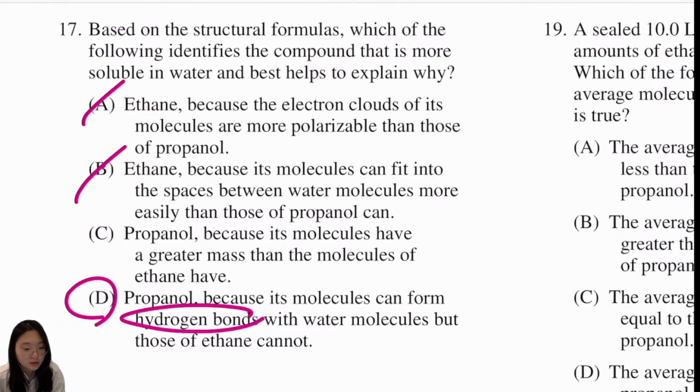Do all the OH alcohols end with OL? Yes, they all end with OL, like propanol, ethanol, methanol, hexanol, heptanol, decanol, all of them end with OL.